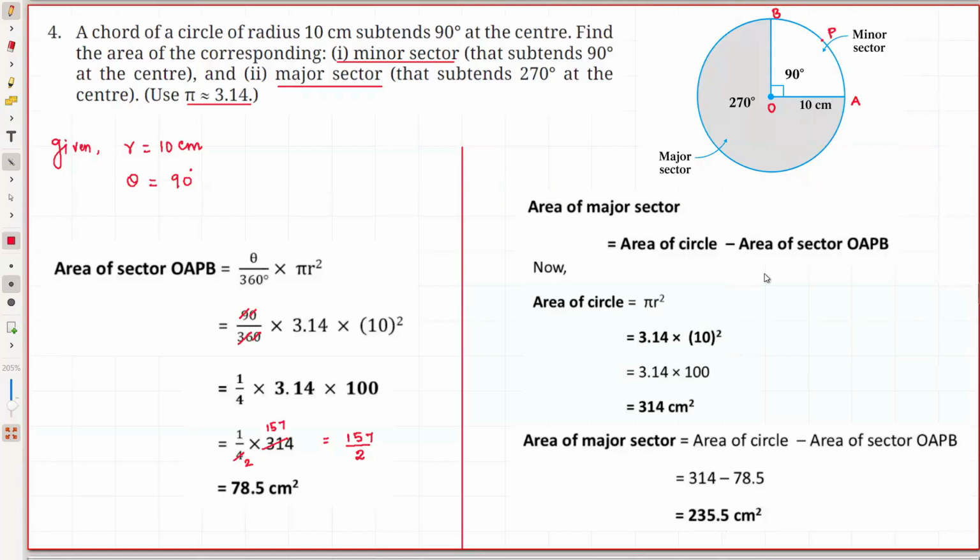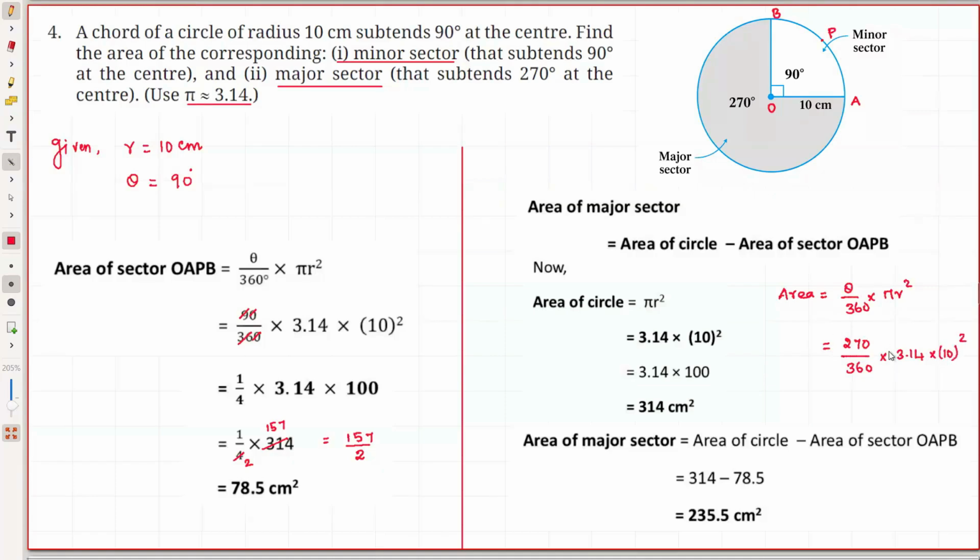Okay, this is one of the ways. In case you want to go with another way, the area of the major sector is equal to theta by 360 into pi r square. So theta you have to consider as 270. 270 divided by 360 into pi value 3.14 into r square, radius 10 square.